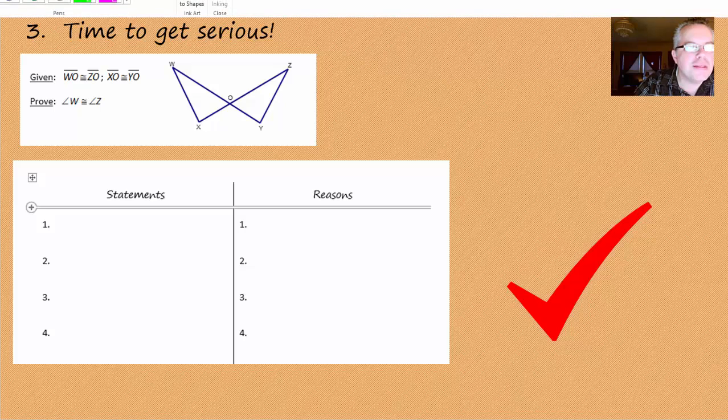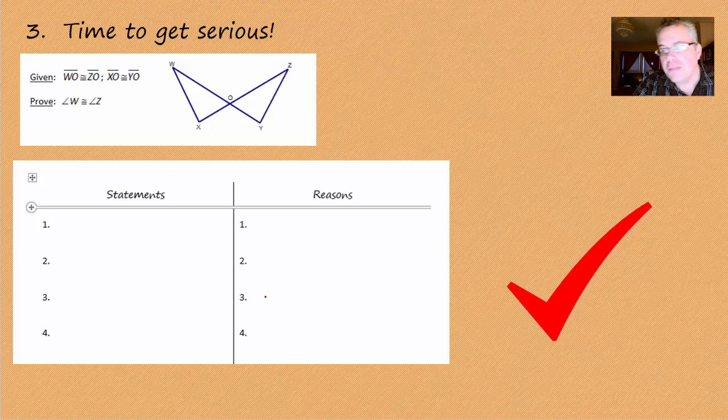So it is time to get serious here. We're making some progress in proving things. We want to show that angle W is congruent to angle Z. There's no way we can tell that right now. What we have to do is show that the triangle on the left is congruent to the triangle on the right, and then we can conclude that those two angles are congruent by CPCTC. Man, it's hard for me to say.